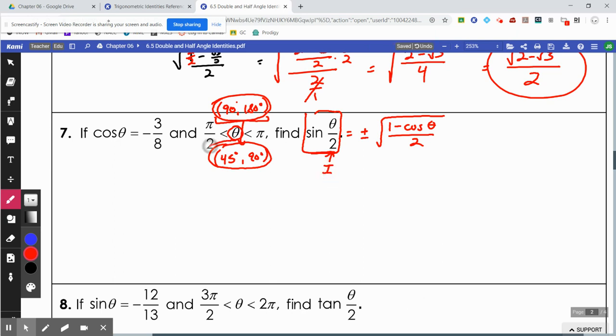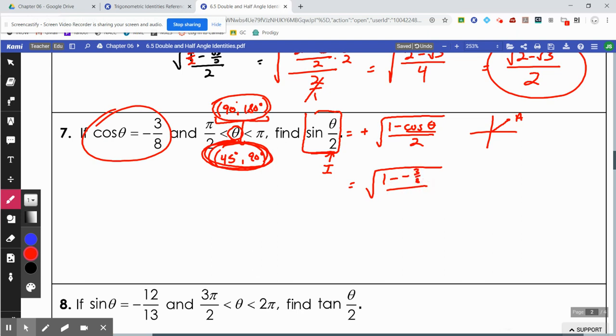Now, how do I know that? Because the angles between 45 and 90 are in the first quadrant. So I'm looking for the sine of an angle that's in the first quadrant. All Students Take Calculus. So therefore, this answer will be positive. The sine of my half angle will be positive. So now what do I do? I just plug in the cosine of theta and I'm done. So therefore, the square root of 1 minus the cosine of theta, which they actually gave to me, negative 3/8.